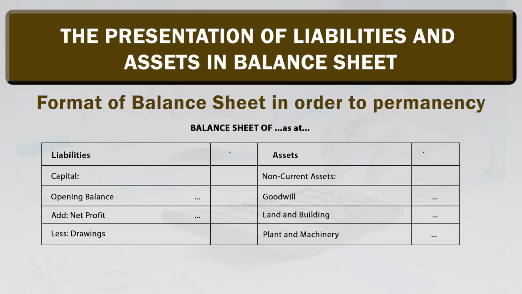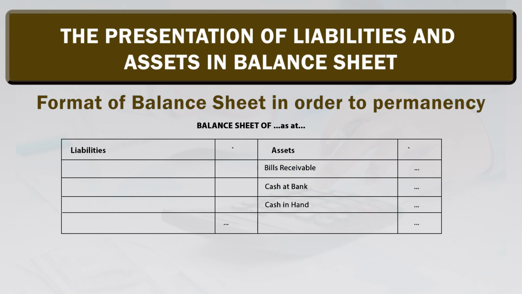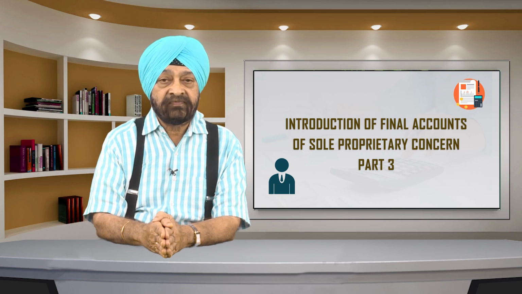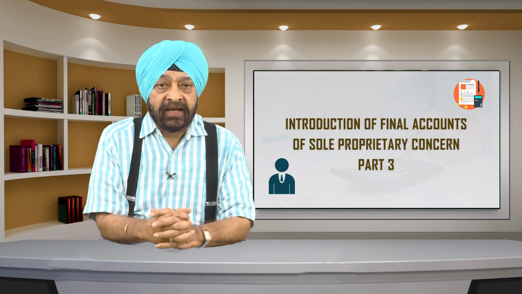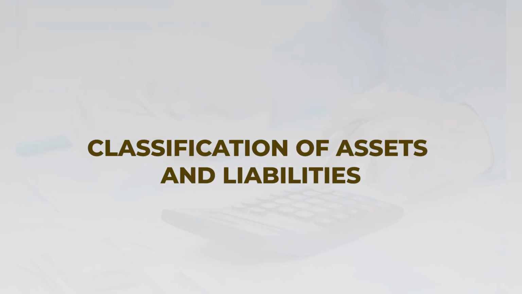Now, we will have a look at the asset side. On the asset side, the first item is non-current assets. In non-current assets we can include goodwill, that is an intangible asset, land and building, plant and machinery, furniture and investments, which are tangible and fixed assets. Then after that we have current assets: closing stock, debtors, bills receivable, cash at bank and cash in hand. So, here we have observed two types of order of the balance sheet, liquidity order and permanency order. Now, friends, when you are preparing the final accounts, at that time it is very essential for you to know the classification of assets and liabilities.